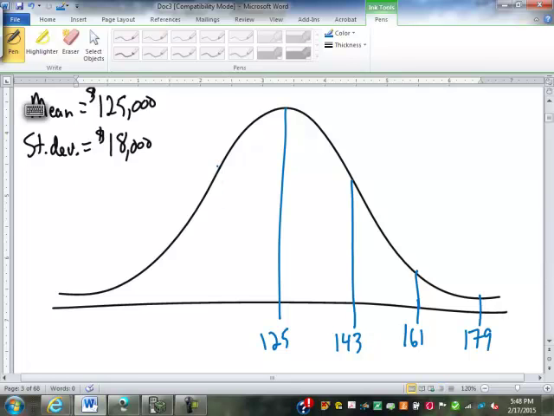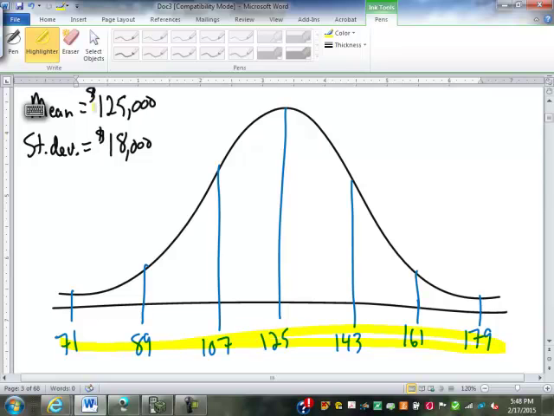Going the other direction, subtracting 18, this would be 107. Subtracting another 18, this would be 89. Subtracting another 18 is 71. So again, these numbers down here come from putting the mean in the center, then adding or subtracting the standard deviation as we go each way.